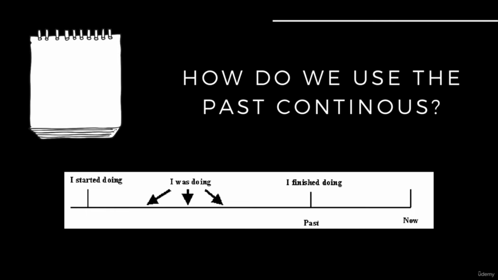Looking at this picture may be helpful. In the past, I started doing something. So I was doing something before I finished doing something. But we have not arrived at that point of finishing. So we are in the past, but we are still in the middle of doing something. That's how we use the past continuous.